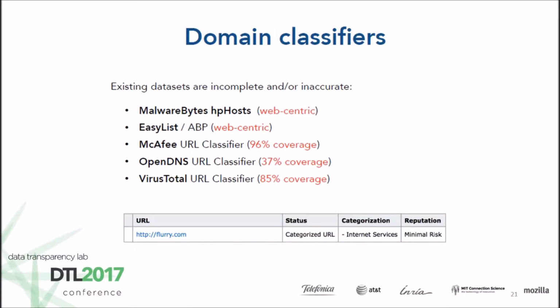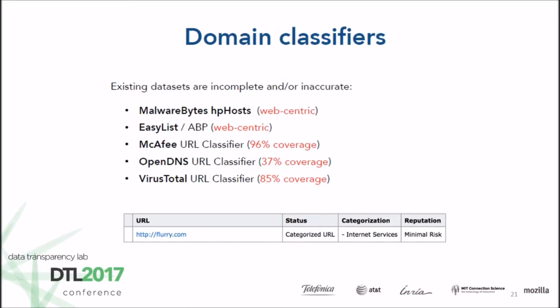So to analyze this ecosystem, we cannot rely on existing datasets. Initially, we were looking for the low-hanging fruit. We checked Malwarebytes, hpHosts, EasyList, and McAfee, and we realized that those give us a very incomplete picture of what's actually happening in the mobile ecosystem. For instance, if you rely on URL classifiers like McAfee, you can see that they classify Flurry.com, which is a quite popular analytics service, as an internet service. But Akamai, which is a CDN, is also classified as an internet service. So you cannot really rely on this data.